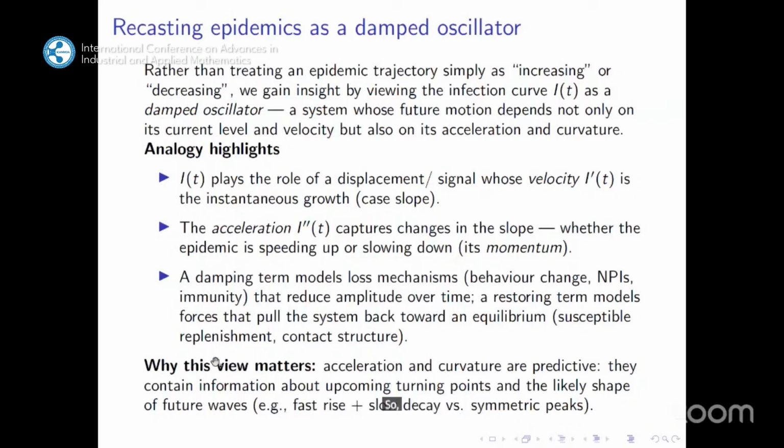So why does this view matter? It matters because acceleration and curvature are predictive. They contain information about upcoming turning points and the likely shape of future waves.